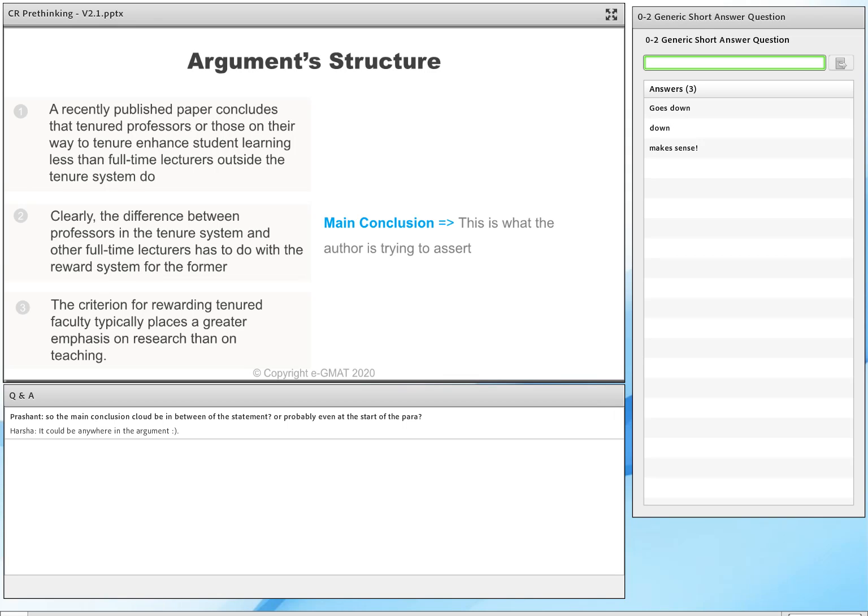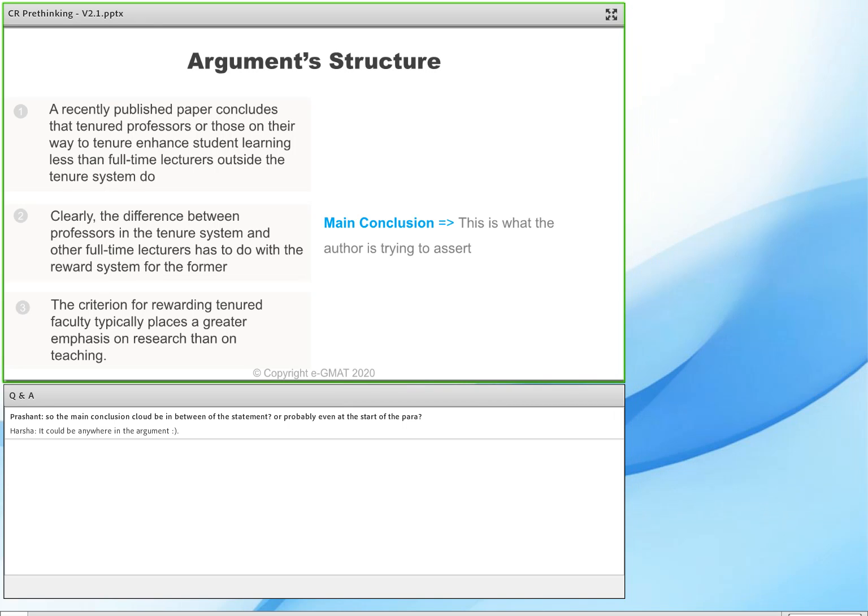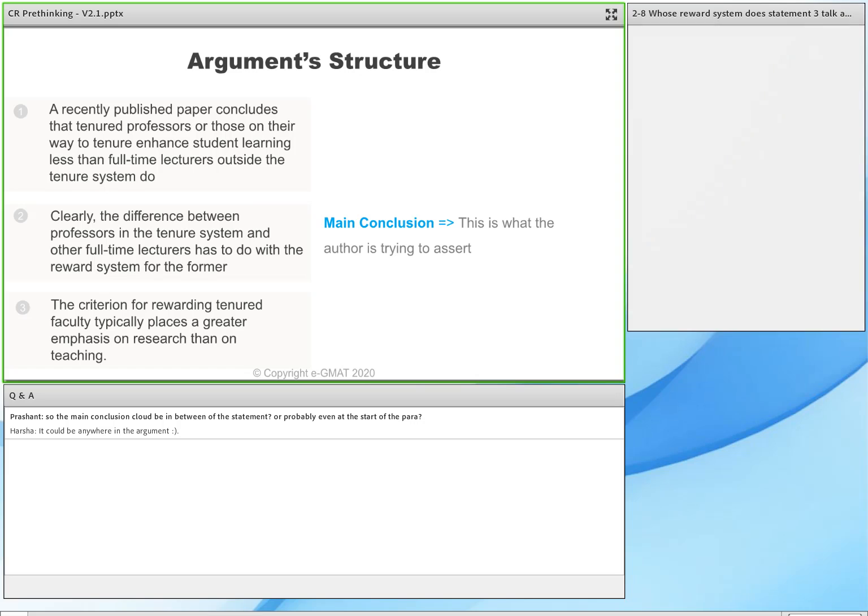Now, let's talk about statement 3. And again, you have to understand each statement in the argument. So statement 3, whose reward system does statement 3 talk about? Is it just tenured faculty, just full-time lecturers? Is it both of them, or is neither of them? Whose reward system does statement 3 talk about? And remember, this is statement 3 over here. Just read this independently and tell me.